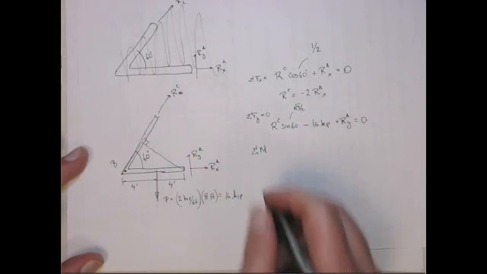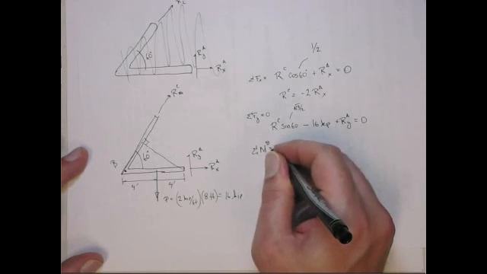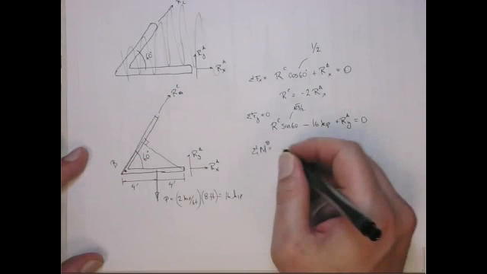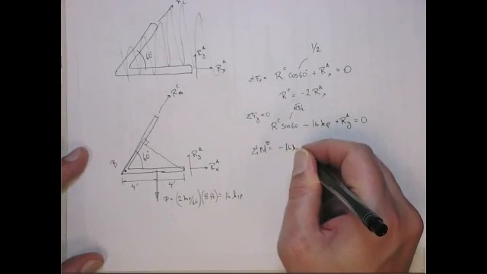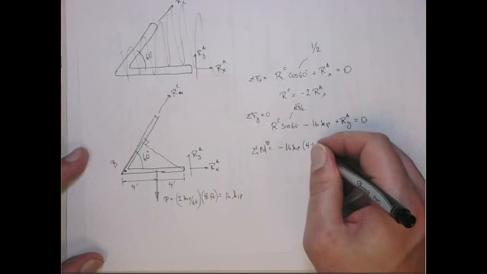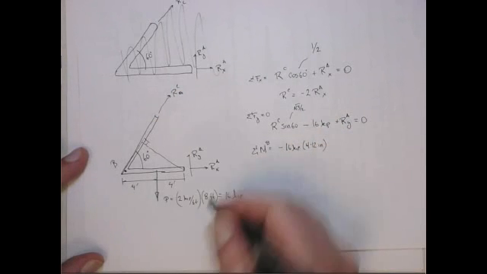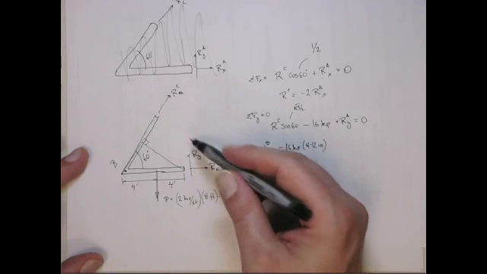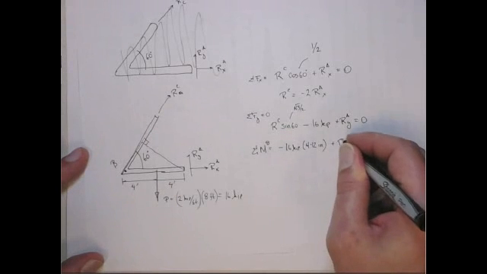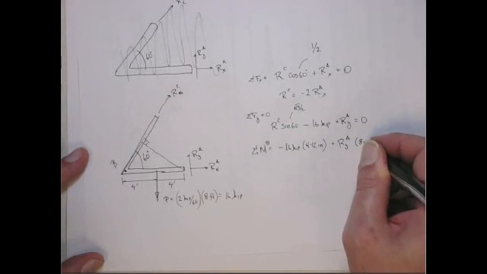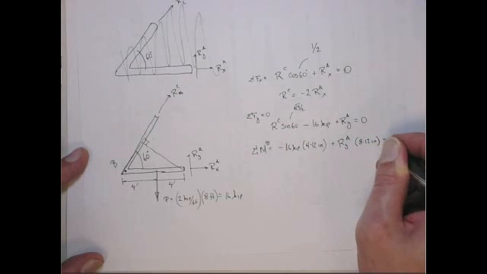So let's do sum of moments around point B. Those have to go to 0. All right, so P puts a negative moment. It's negative 16 kips, and its moment arm is 4. Let's put everything in inches, 4 times 12 inches. That's the moment of P around B. The x force has no moment arm around B, but the y reaction force at A gives me a positive moment. So that's positive Ry at A, and its moment arm is 8 feet, or 8 times 12 inches. And that has to equal 0.